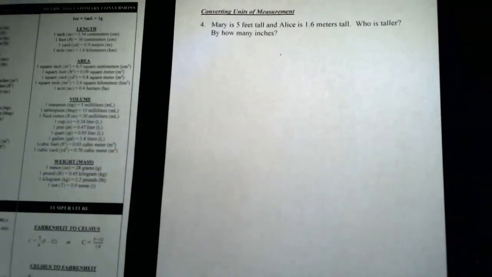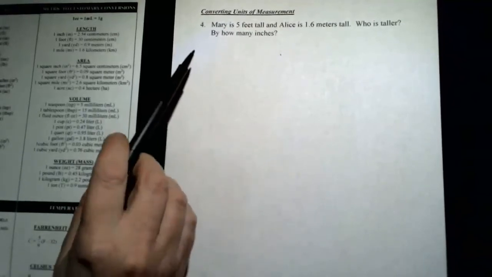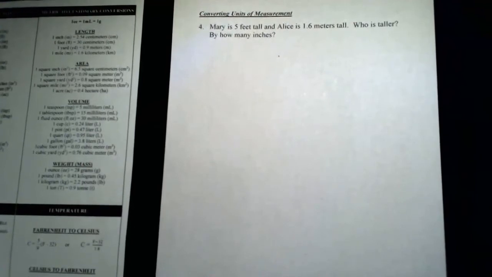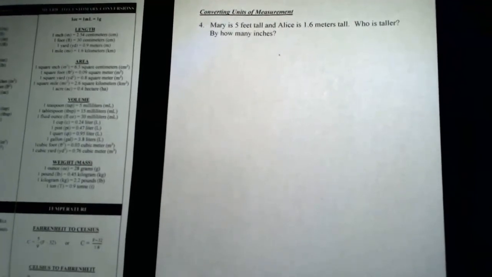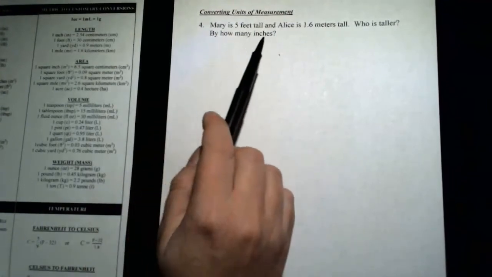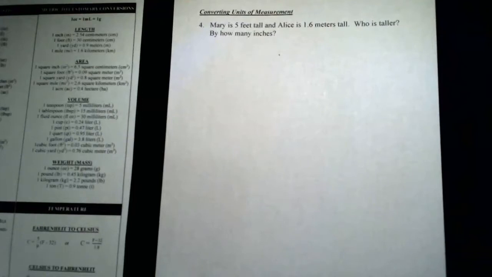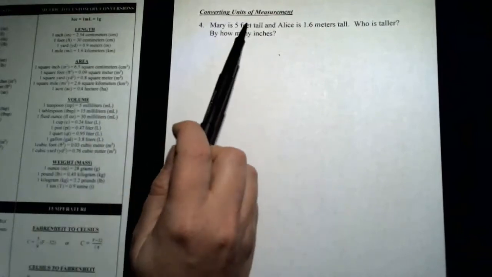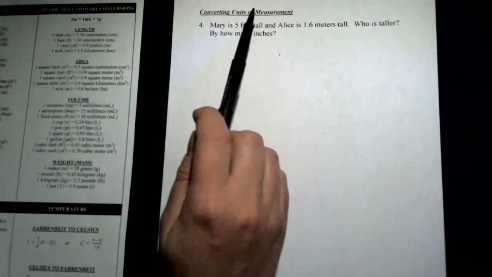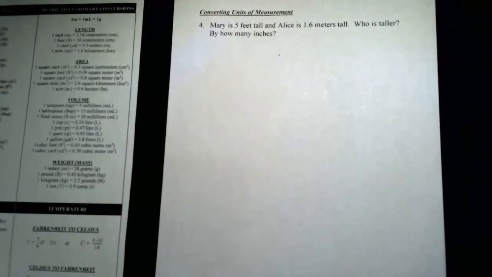Okay, number 4 says, Mary is 5 feet tall and Alice is 1.6 meters tall. Who is taller and by how many inches? So, with this question, since they're asking for how many inches taller the other one is, we might as well just change them both to inches, and then we'll be able to subtract and see who's taller. If they didn't ask for how many inches, you could change them to anything as long as they were the same. You could make them both feet, you could make them both meters, you could change them both to inches anyway, but as long as they match, you'd be able to compare them.